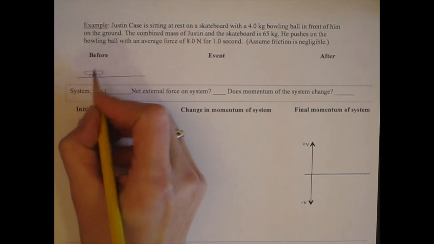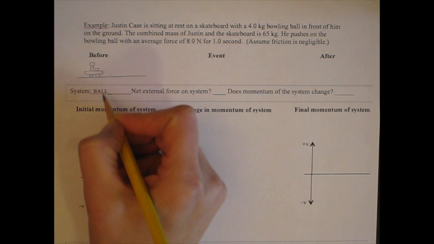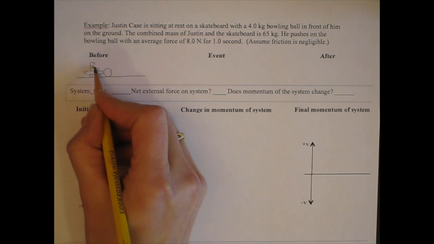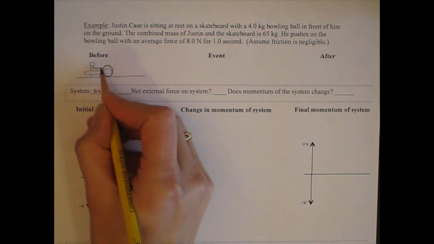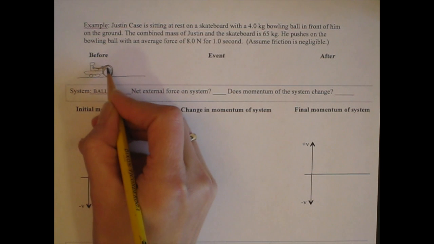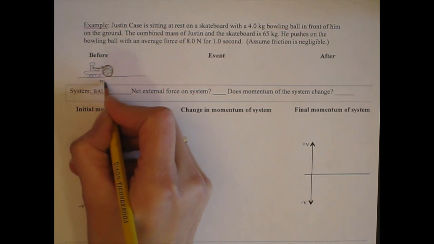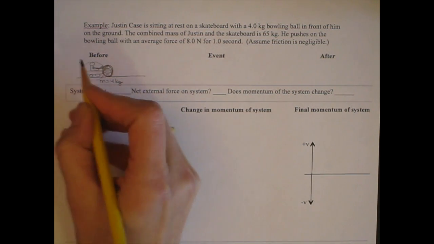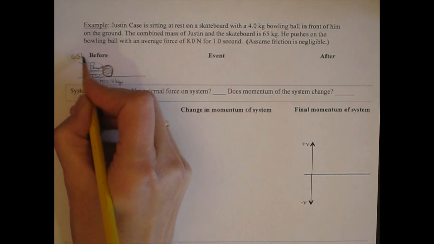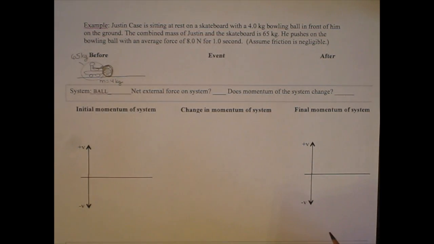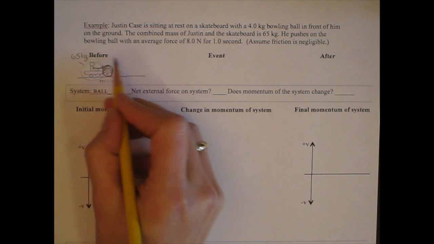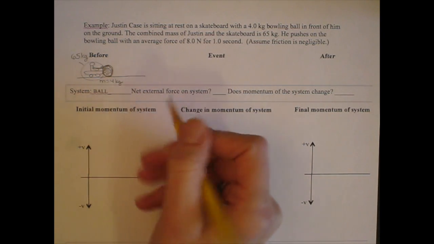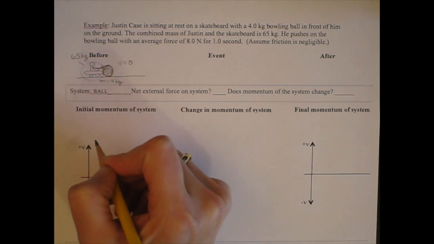So here's the skateboard with Justin sitting on it. And here is the bowling ball. I guess he needs long enough arms to reach the bowling ball. We better make a large bowling ball. So there's the bowling ball, and the mass of the bowling ball is 4 kilograms. And the mass of these objects is 65 kilograms. So on your before picture you need to have the velocities. And it looks like at the beginning of the problem they're at rest, so nothing is moving.